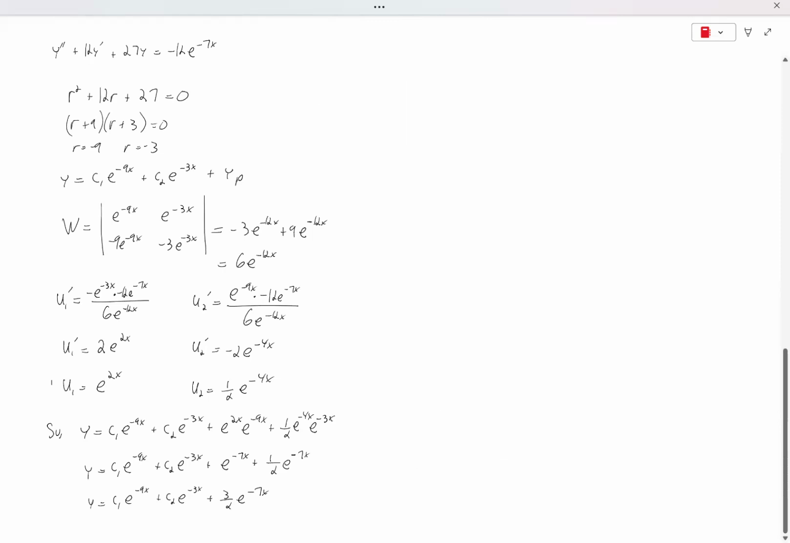Now, the other way you could have done this too, we did variation of parameters. You could also have done undetermined coefficients, right? You look for yp equals a e to the negative 7x, then substitute it in here and find the a that makes it work. So probably much easier for this one. Okay, so anything on that?